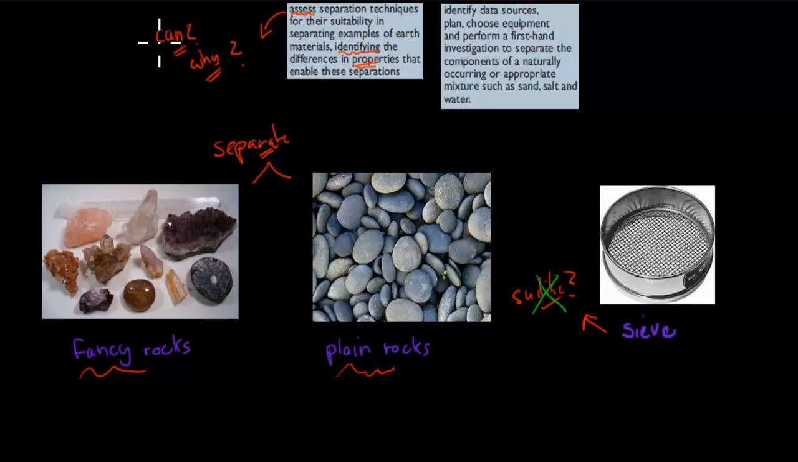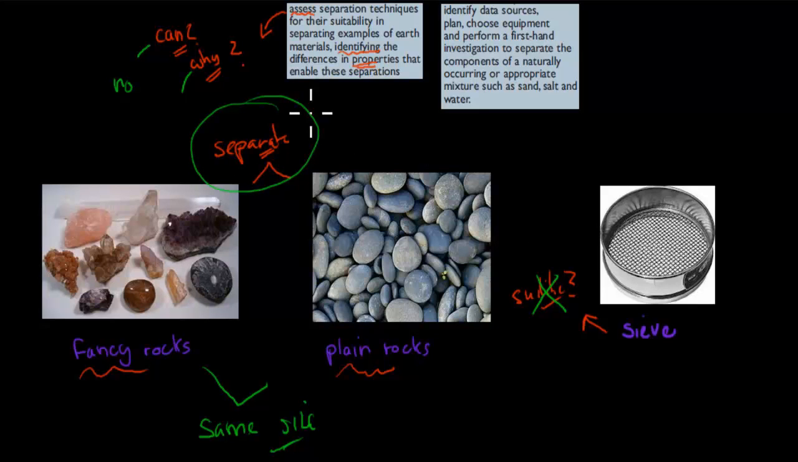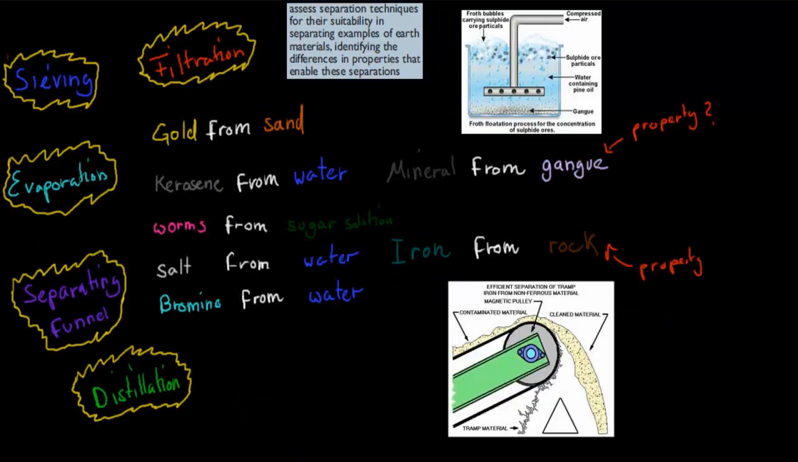So we said can we, and that would be a no. And why? Well, we can't, because they're both property-wise, their properties are they have the same size. There's no difference really in the size, so they're not going to actually be sieved out by this small sieve, which means we can't separate them using this sieve. So that's what that is all about. We have to think about, can we use a certain separation technique, and if we can, we have to give reasons why as well. And we have to relate that back to the properties.